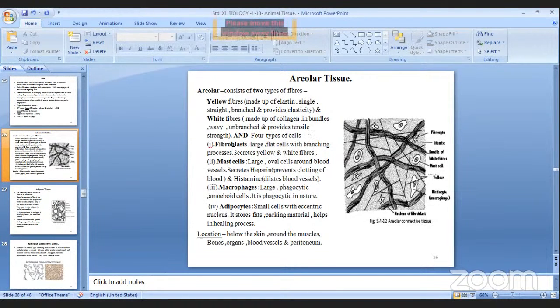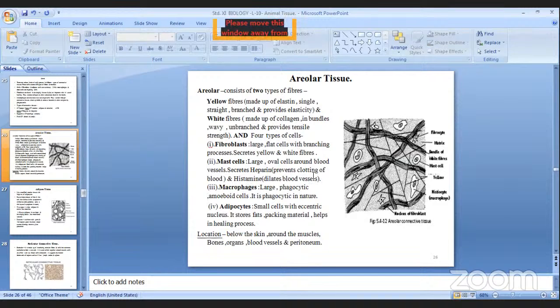Then 4 types of cell: fibroblasts. They are large, flat cells with branching processes. You can see this, large, flat, and branching processes. They secrete yellow and white fibers. Then mast cells, they are large oval cells around blood vessels. These mast cells, students, secrete heparin, which prevents clotting of blood. Okay, and they secrete another substance, histamine, which helps in dilating the blood vessels. So that is the function of mast cells, secreting heparin and histamine.